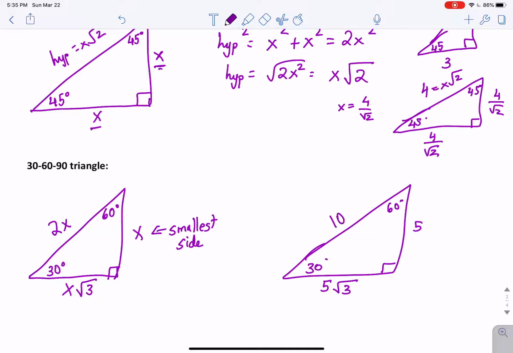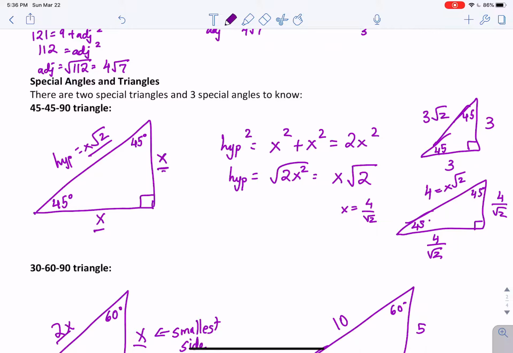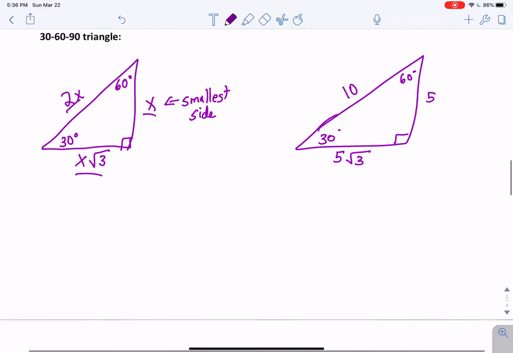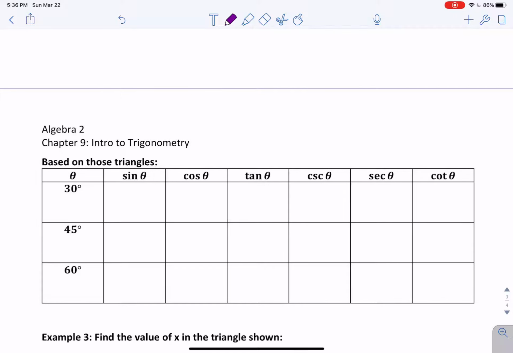I know the hypotenuse is 2 times 5, or 10. That's how these ratios are going to work. So the ratios are fixed for these triangles with these angles. So as long as you have a 30, 60, 90 triangle, it's always going to follow this pattern. As long as you have a 45, 45, 90 triangle, it's always going to follow this pattern. So now let's use that to actually come up with these trig ratios for these angles.